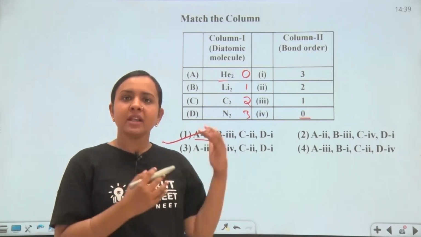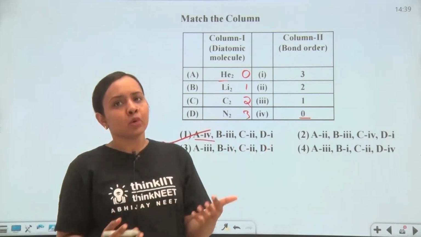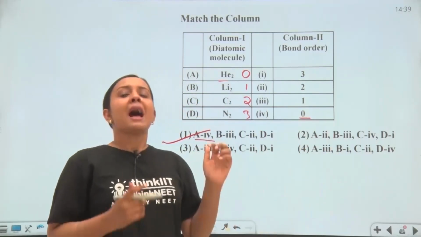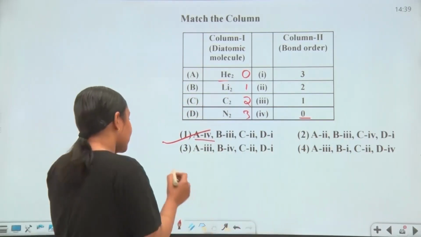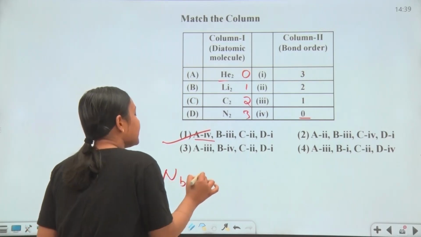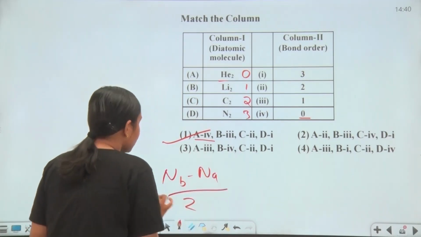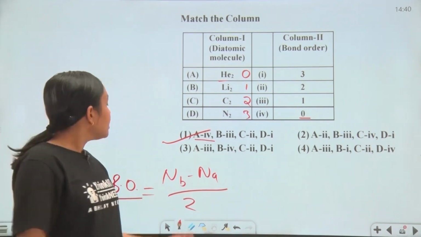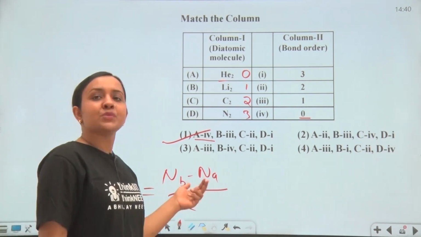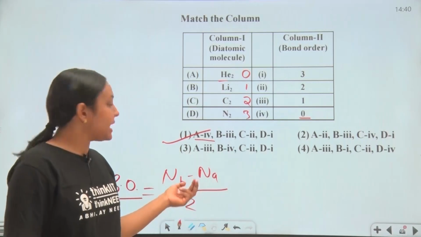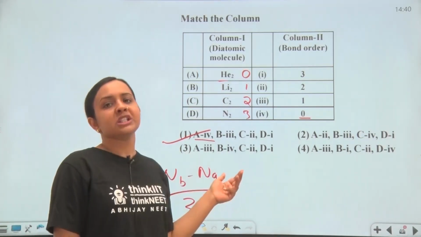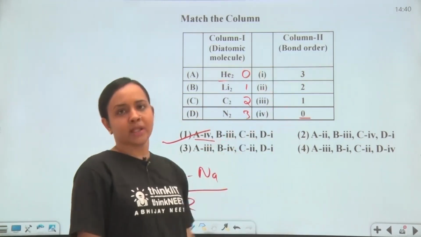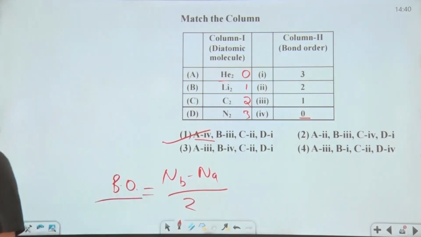And you can write their bond order on the basis of MOT also, right? You can write their electronic configuration first, and after writing the electronic configuration, you can use this formula, (NB minus NA) divided by 2, which is equal to the bond order, right? NB is the number of electrons present in the bonding molecular orbitals, and NA is the number of electrons present in the anti-bonding molecular orbitals, and you will find these bond orders. Thank you.